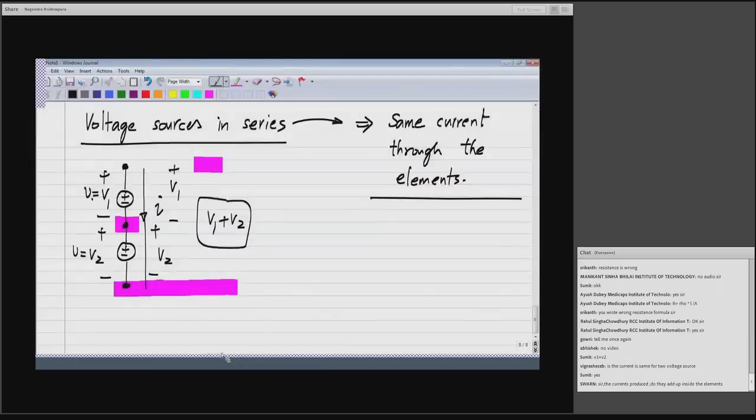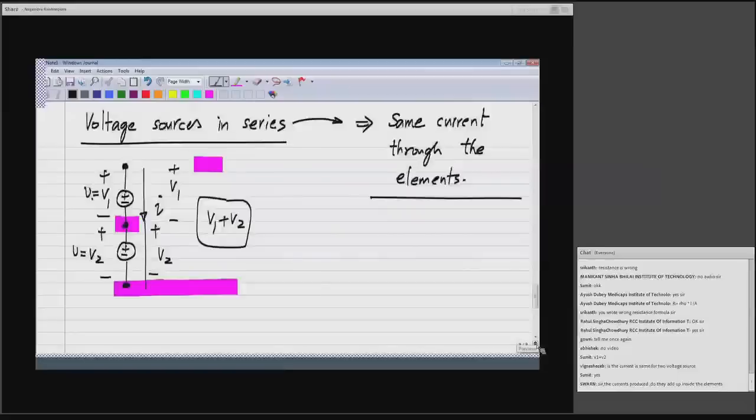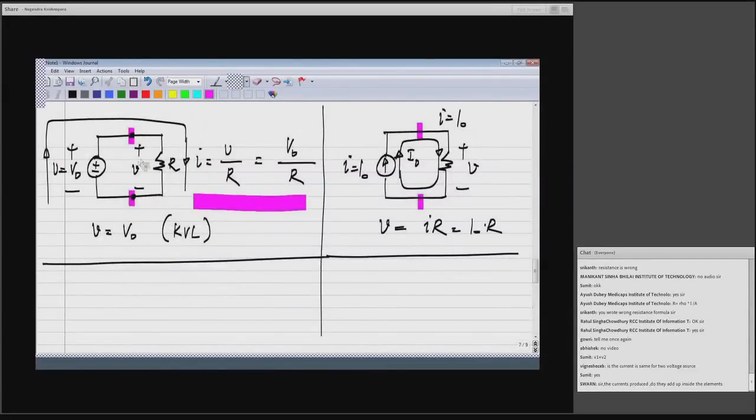Okay, so again, this is a confusion I'd like to clear right at the beginning. The question is, in this circuit, the current is flowing in this direction, okay? That is, it is flowing from bottom to top in the voltage source and then top to bottom in the resistor, okay?